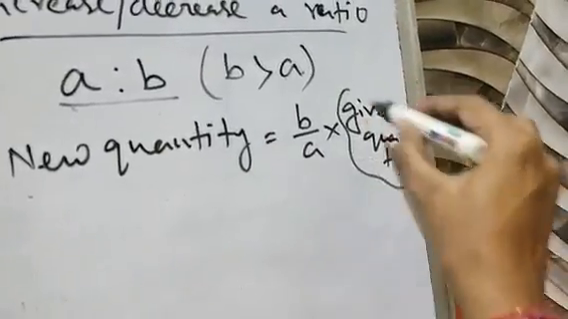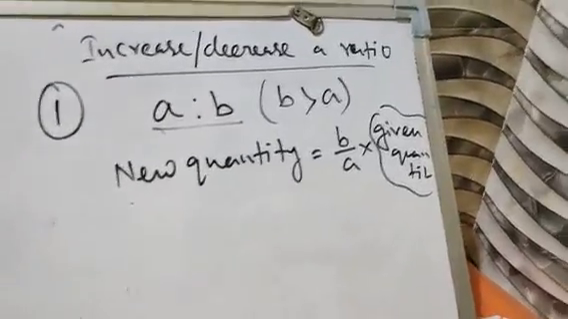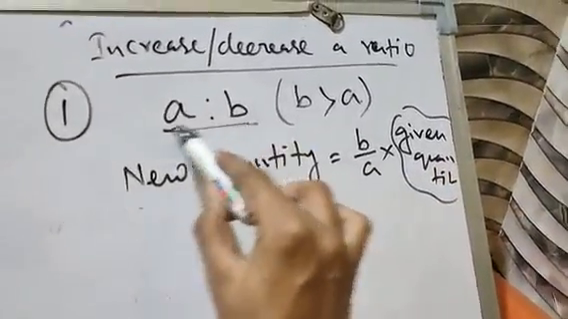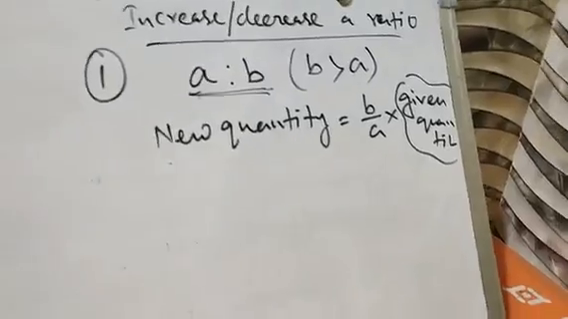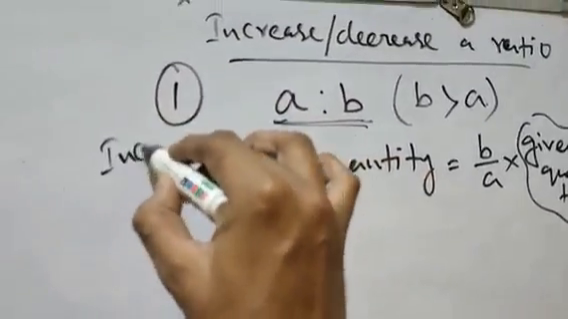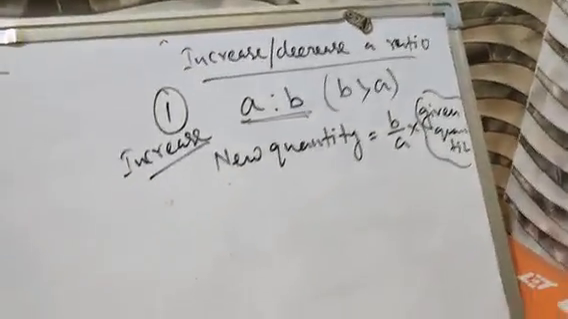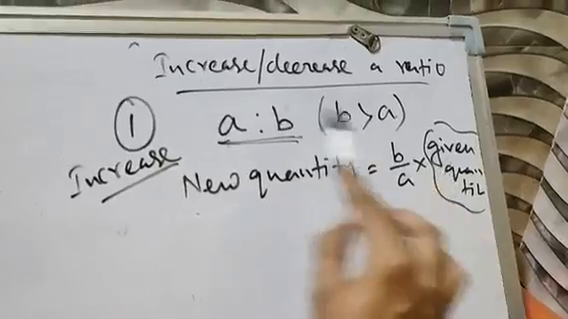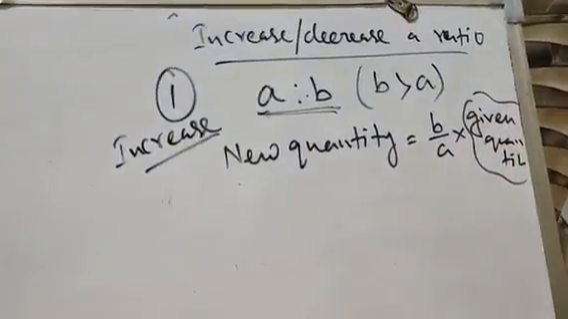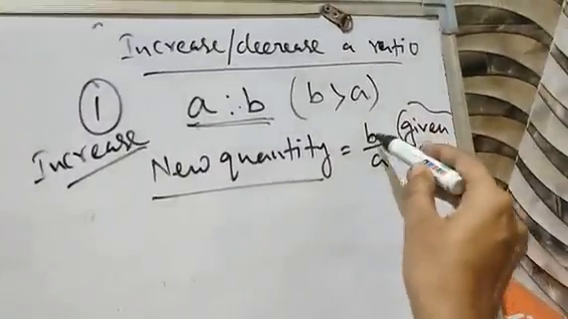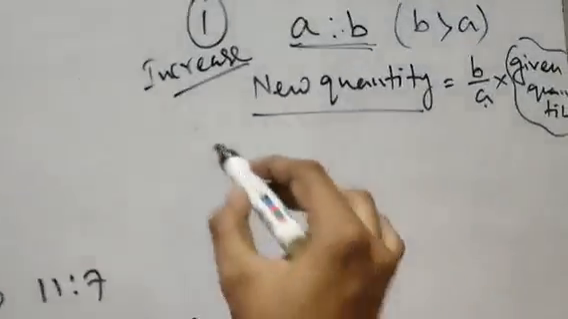This quantity will be given to you. And you will increase the given quantity in the ratio A is to B, where B is greater than A. You will have to increase. This is the increase case. You have a given quantity and you need to increase it in the ratio A is to B where B is greater than A. Then the new quantity will be B by A into the given quantity. This is the formula. This is the first case, the increase case.